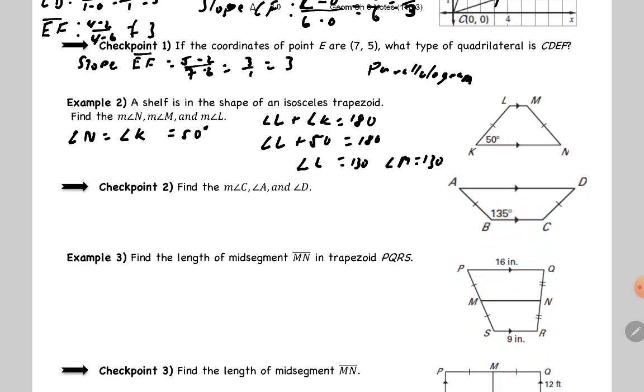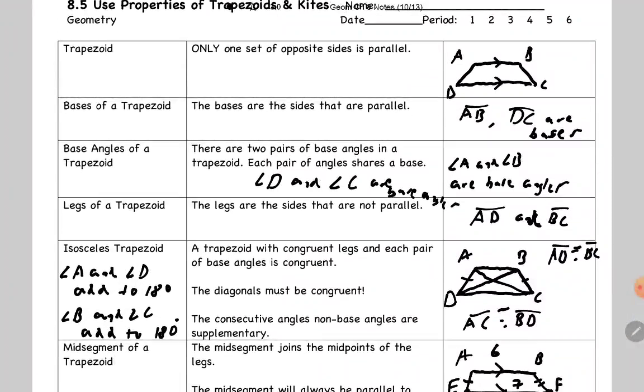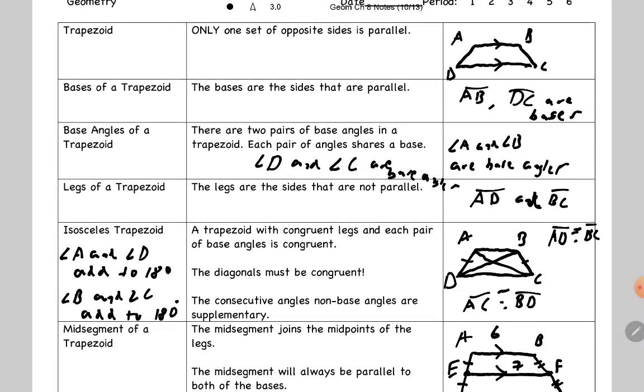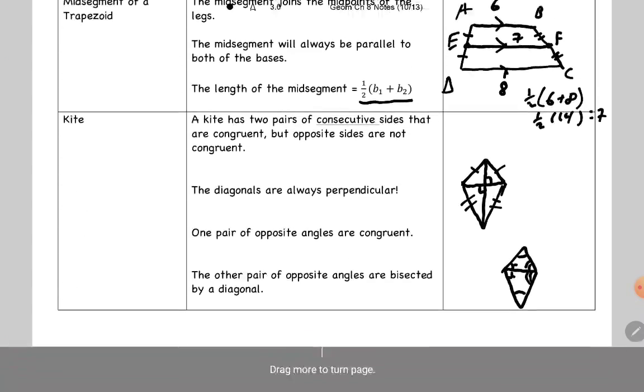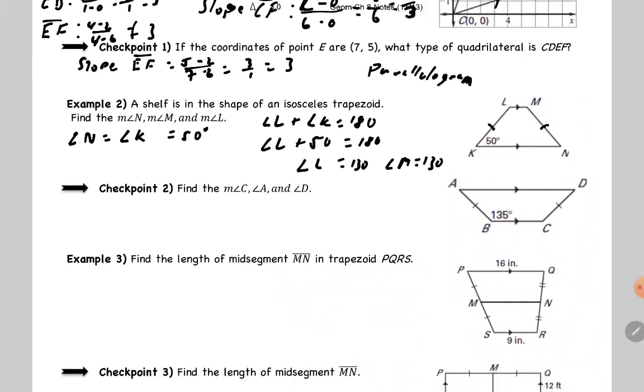So this only works for isosceles trapezoids. Okay. Because if we go back here looking at trapezoids, we know that the base angles of a trapezoid are the same. But the consecutive angles are supplementary if and only if it's an isosceles trapezoid. So let's look at checkpoint 2.